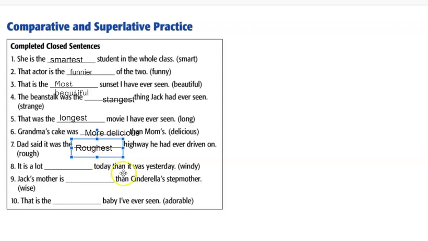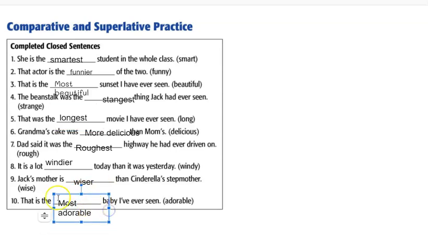It is a lot windy blank today than it was yesterday. So I'm comparing today to yesterday. That's two things. So it's going to be windier, and the Y changes to an I. Jack's mother is blank than Cinderella's stepmother. She is wiser. And we just have one more. That is the most adorable baby I've ever seen.